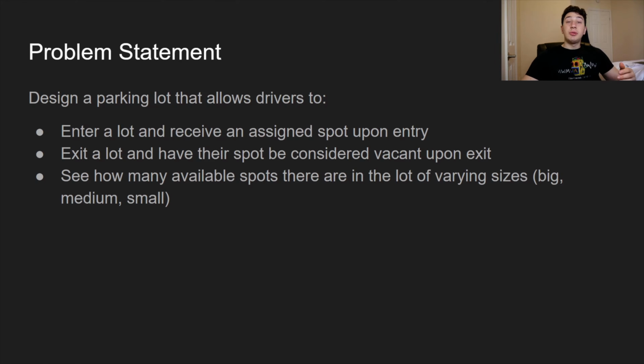Similarly, we want to be able to exit a lot. And then the last piece of this puzzle is also just, if you're driving around and are considering entering the lot, to be able to see how many available spots there are of each type. So I'm going to assume there are three types of spots. We can call those big, medium, and small. And for now, just to simplify things, I'm going to assume that only big vehicles can fit in big spots, medium in medium spots, and small in small spots.